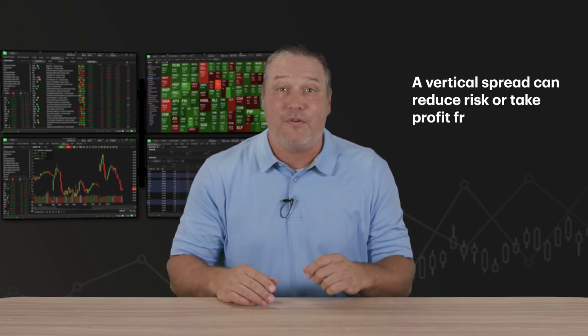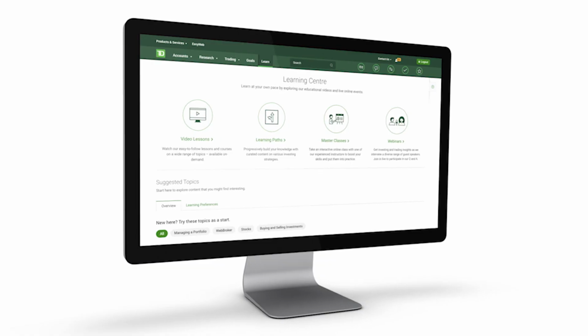So, to recap, you can use a calendar spread to extend the expiration date of your trade, and you can use a vertical spread to reduce the risk or take profit from a trade. That's it from this lesson. Happy rolling.